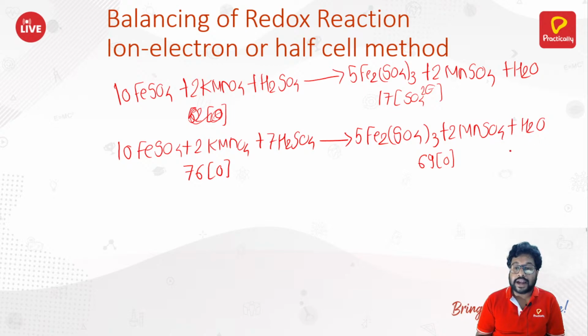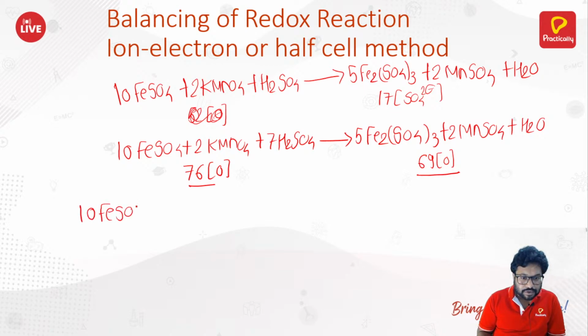That means you need to add 7 H2O. Look here, 76 oxygen, 69 oxygen. So you need to add 7 H2O on the right hand side. Once you add 7 H2O, plus this 1 H2O, it will become 8 H2O. That is why I will write it directly.